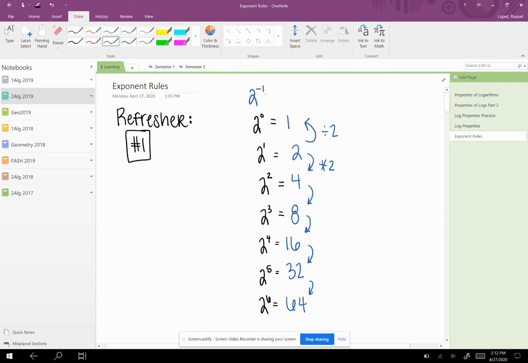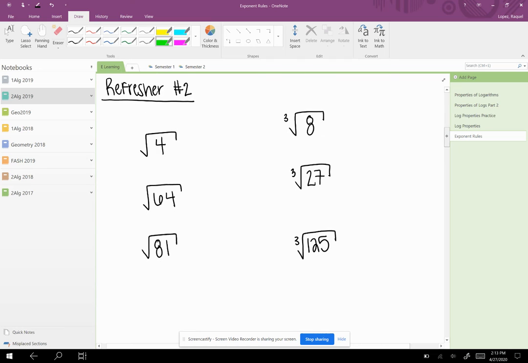And then 2 to the negative 1, well, then we would take this value and divide it by 2. So 2 to the negative 1 would be 1 over 2. And then 2 to the negative 2 would give us 1/4. 2 to the negative 3 would give us 1/8, and so on and so forth. So when we're dealing with negative exponents here, we're going to get a fraction answer.